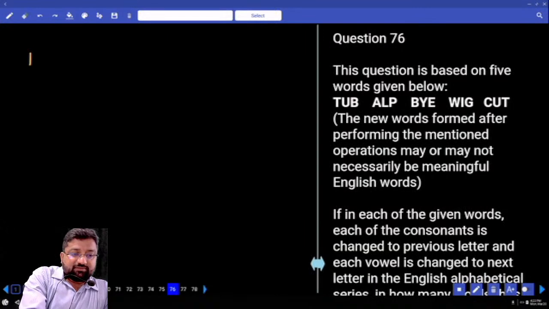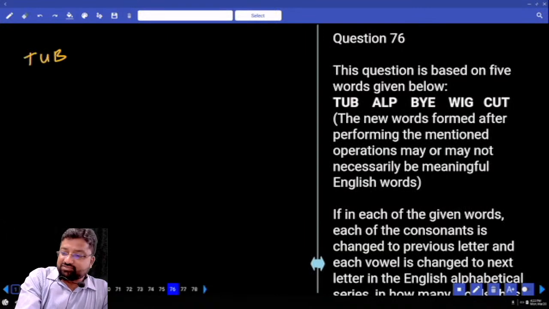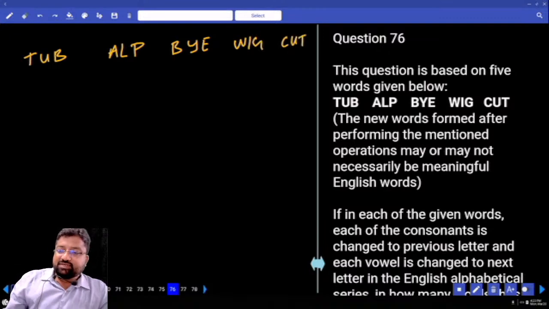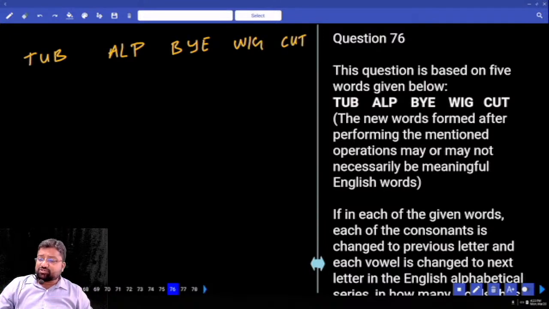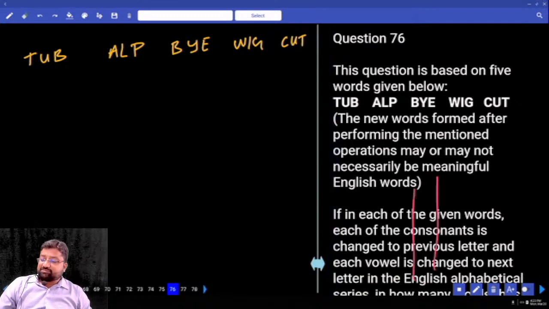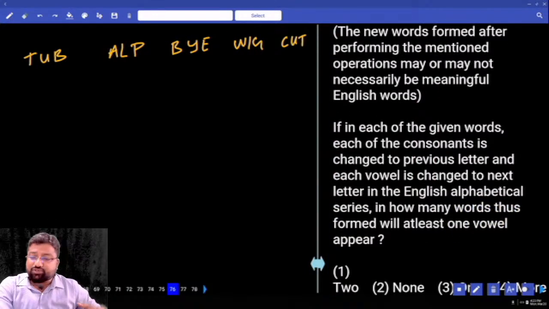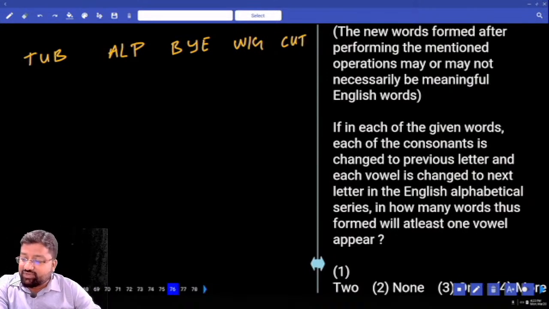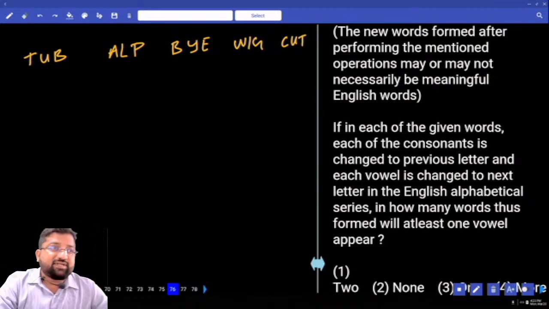Let me write out the words here. TUB. Next is what? ALP. BYE. WIGCUT. What's happening here? Please read the question. If each of the given words, each consonant is changed to the previous letter and each vowel is changed to the next letter in the English alphabetical series, in how many words thus formed at least one vowel appear?